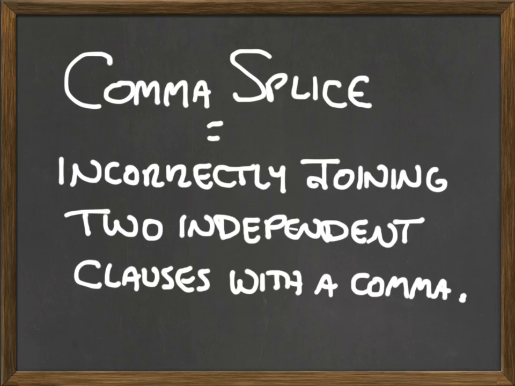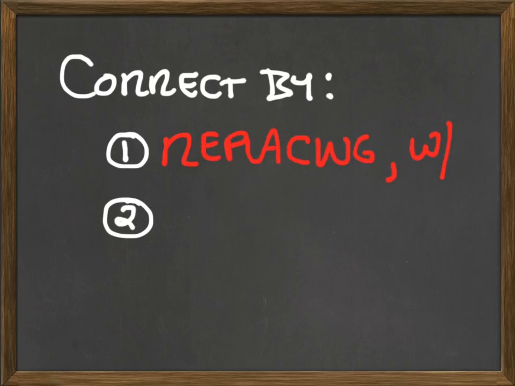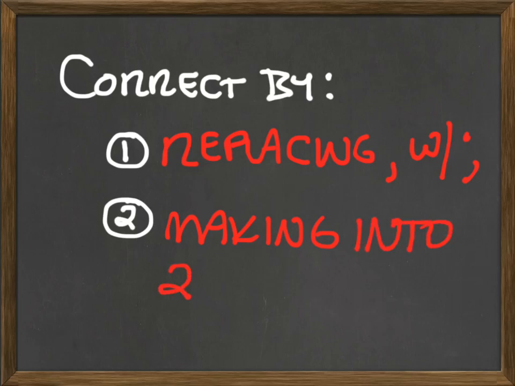Okay, so just remember when you see the phrase comma splice on your paper, it means you've incorrectly joined two independent clauses with a comma. And you can correct it by either replacing the comma with a semicolon or making the run-on sentence into two or more sentences.